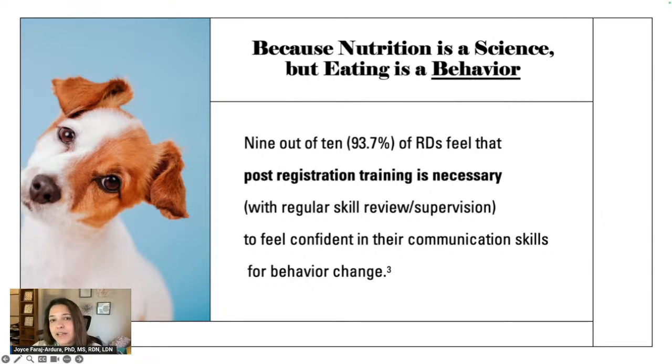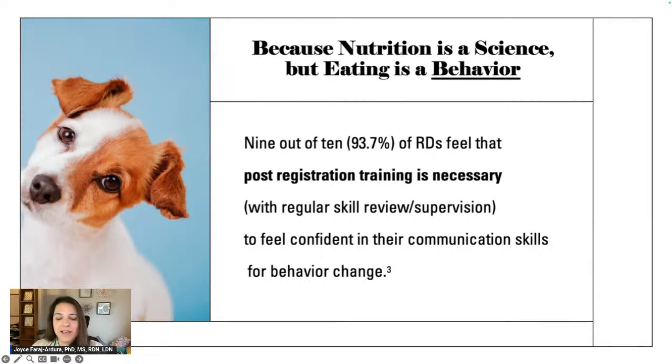That means that 9 out of 10 dietitians, these are dietitians already registered, feel like they don't have enough of the knowledge, the skills developed. They don't have the competency to be able to feel confident in the work they're doing with their clients to actually get them to change their behavior. Because they know the MNT, they know the science, and they might still feel that they need more science courses.